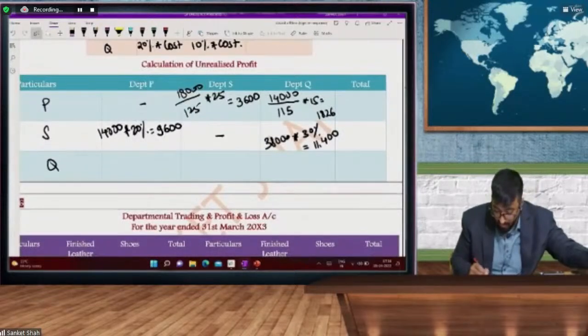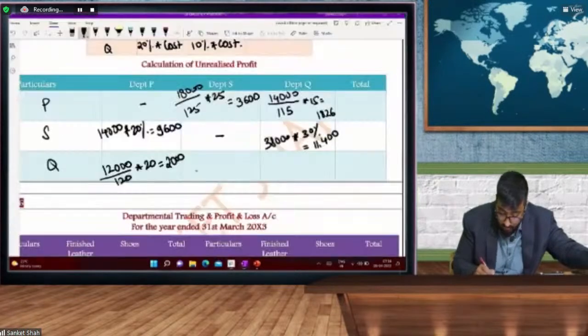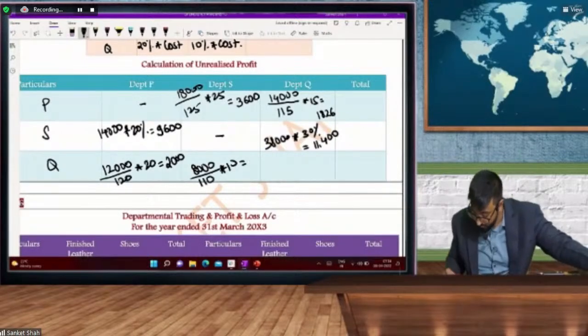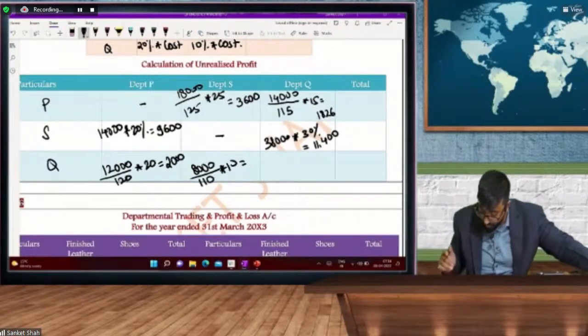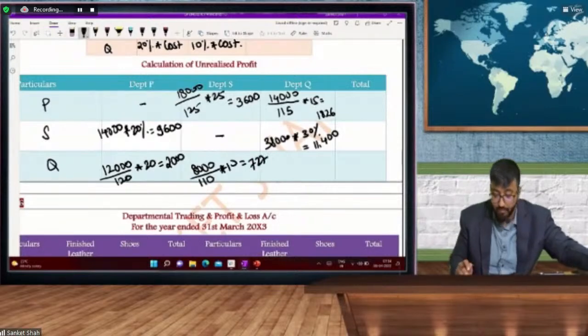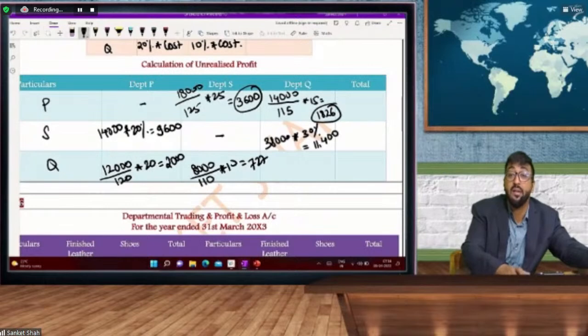And the last one is 12,000, but it is on cost. It is on cost, which means it reflects 120 into 20, 2,000. Next is 8,000 divided by 110 into 10, because it's on cost. 727. Now beta, P's unrealized profit is 3,600 and 1826 in another department.